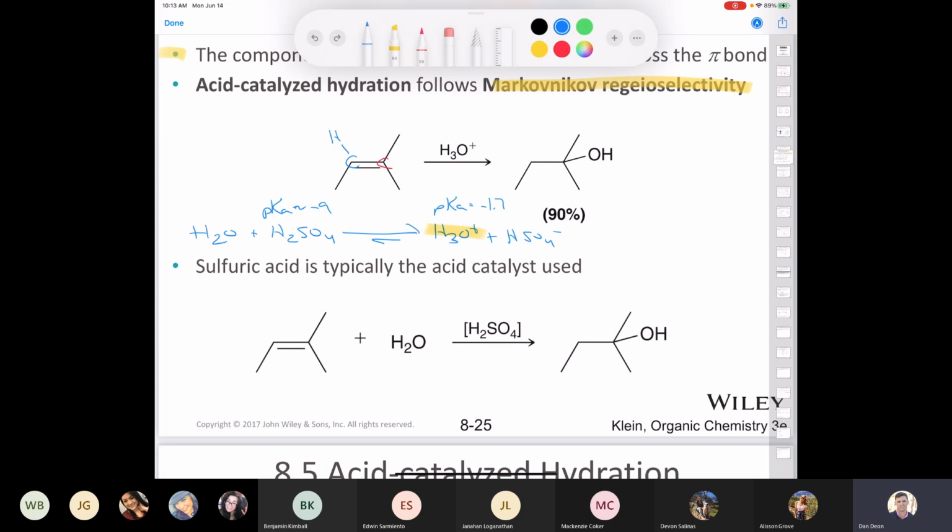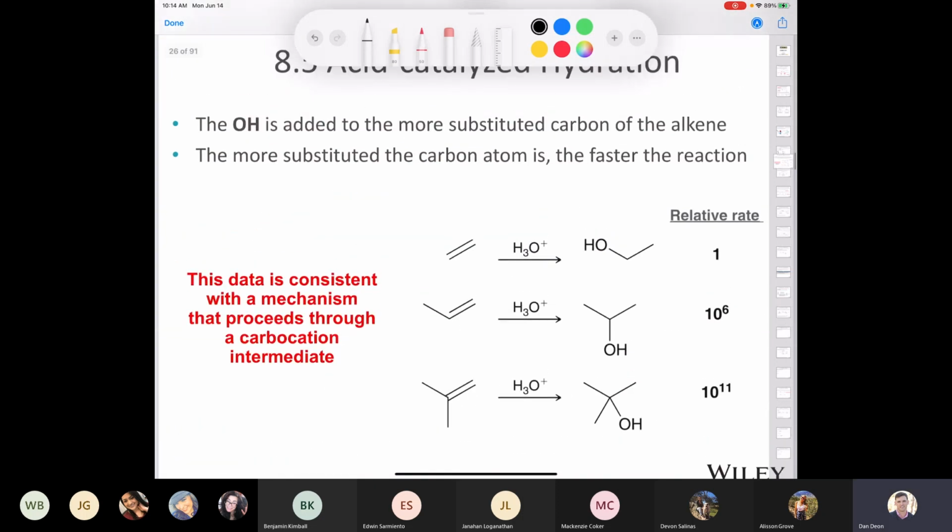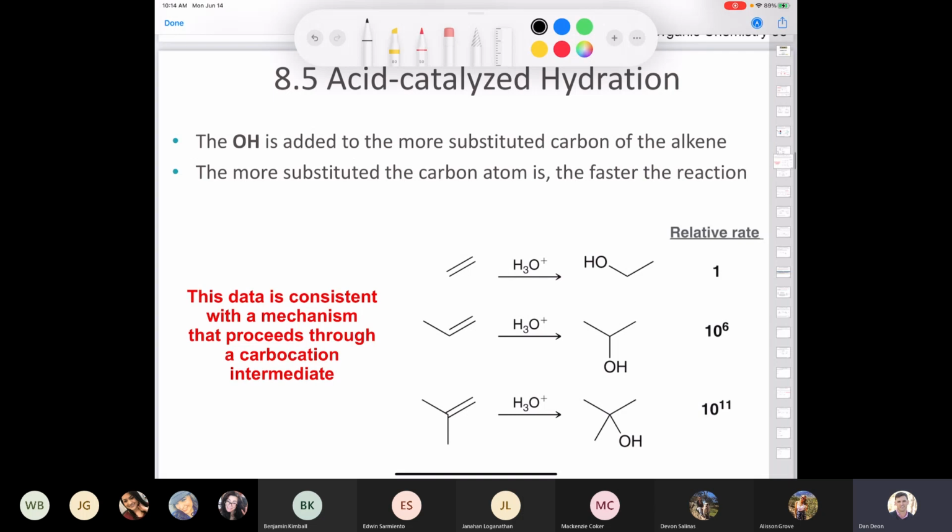So the first step of the reaction, the proton transfer between the double bond and the hydronium, involves this proton transfer to form this carbocation, which after nucleophilic attack and proton transfer is going to give us the tertiary alcohol. Now, keep in mind that the hydroxyl, again, is added to the more substituted carbon. This is Markovnikov addition. And the more substituted that carbon atom is, the faster the reaction is.